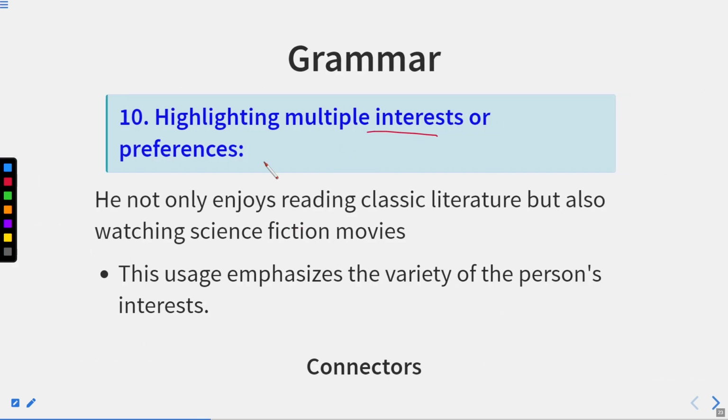Highlighting multiple interests or preferences: he not only enjoys reading classic literature but also watching science fiction movies. Now, fiction refers to something which is not real. This usage emphasizes the variety of a person's interests.